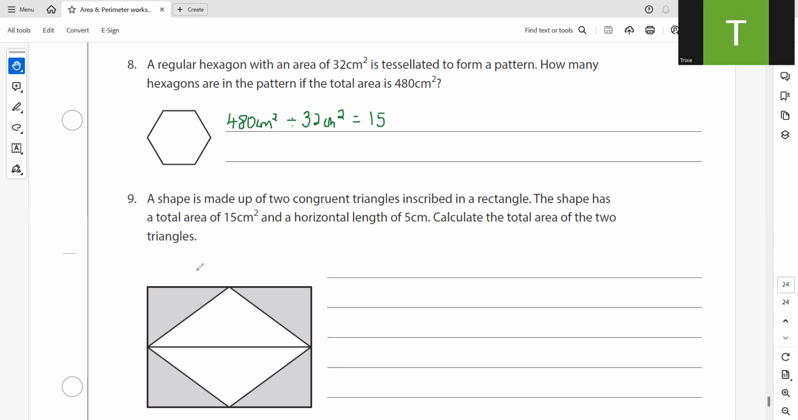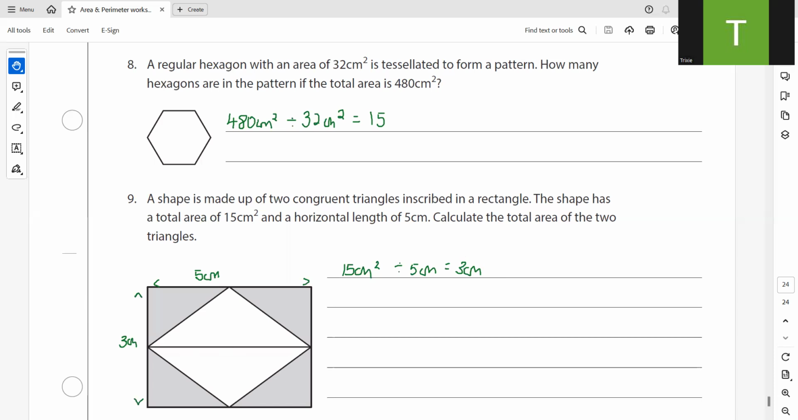So that means the horizontal length is 5 cm, which is this part. And then as it is known, we can use this to find the vertical length of the shape by using the area. So the total area, 15 cm squared, divided by the horizontal length, which is 5 cm, you'll get 3 cm. That means that here is 3 cm.